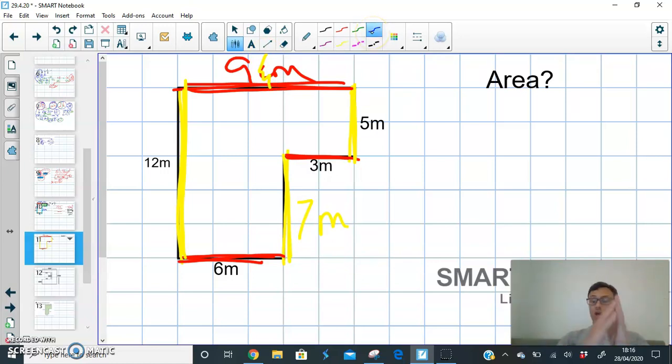Now I need to work out the area. I can't do it all in one go because it's a compound shape. I need to split it. So I'm going to split it there. You could also split it there.